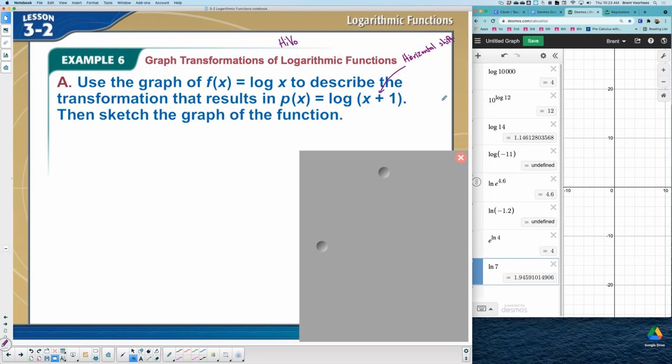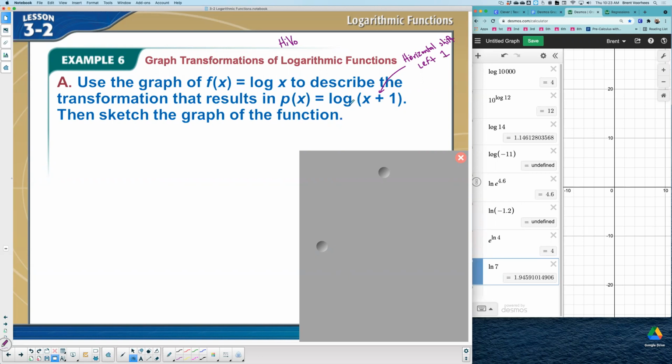Does it lie or tell the truth? Lies. So horizontally, you don't go to positive 1, you go negative 1. Which way is that, Gerardo? Up, down, left, or right? Left. It'd be left 1. So this would be left 1 unit.